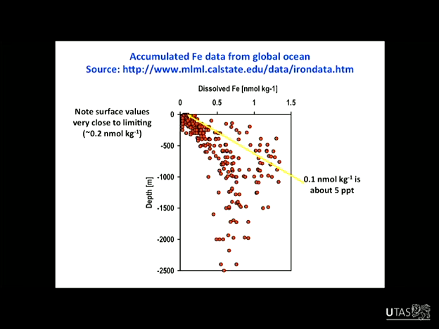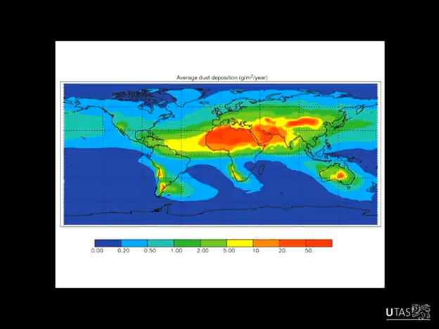Remember I said that a typical value that might start to limit phytoplankton productivity would be about 0.2 nanomoles per kilogram, and a lot of the global ocean is around about that limiting value. So there are a lot of places in the global ocean where iron is at sufficiently low levels that it limits photosynthetic productivity. And the major sources of iron to the ocean are, one major source is river runoff.